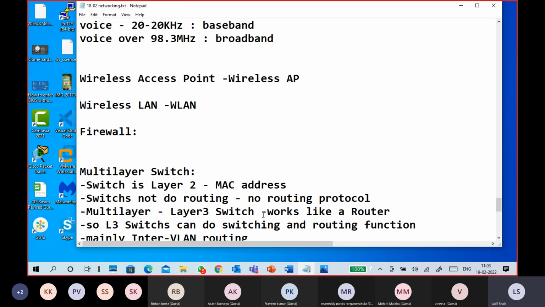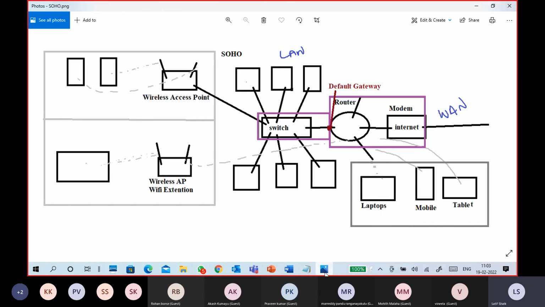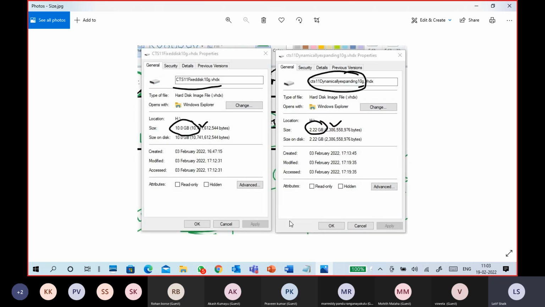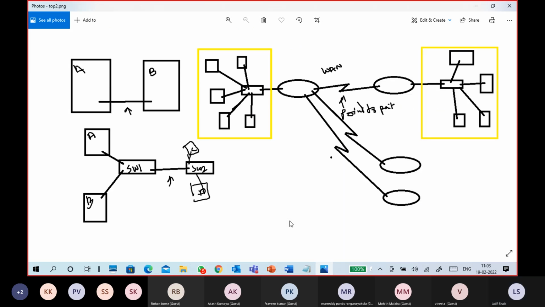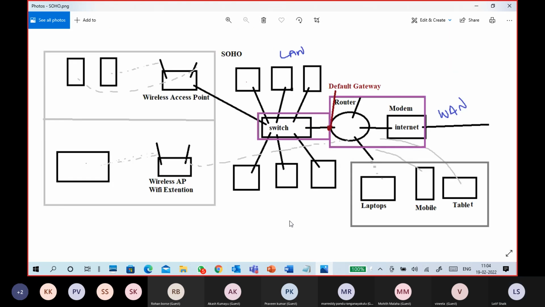Firewall, I already explained yesterday. In general, a firewall tries to protect your network from external attacks. It will filter the traffic, allowed network and not allowed network. Very simple: there are firewall rules.